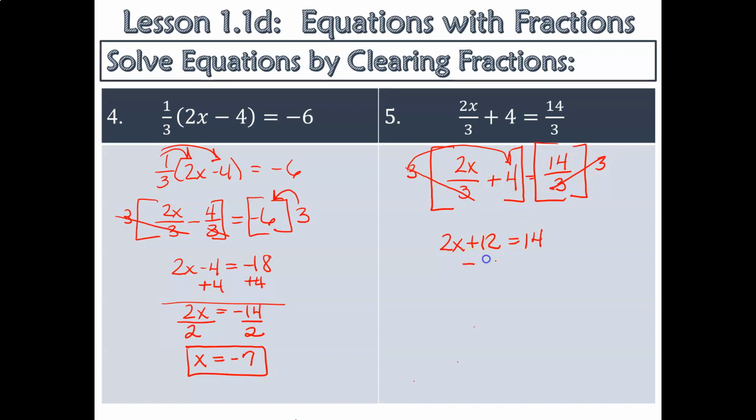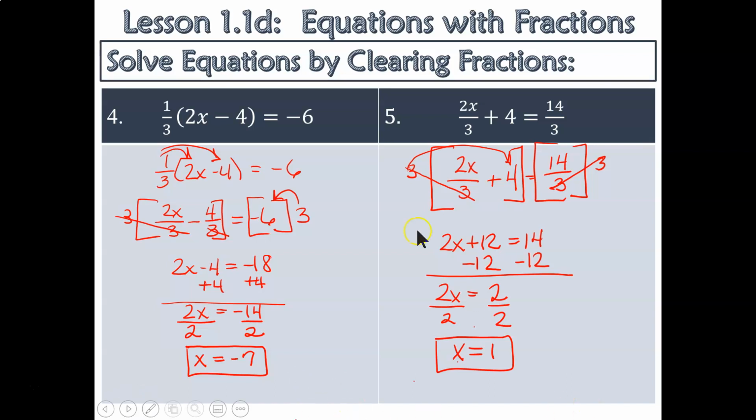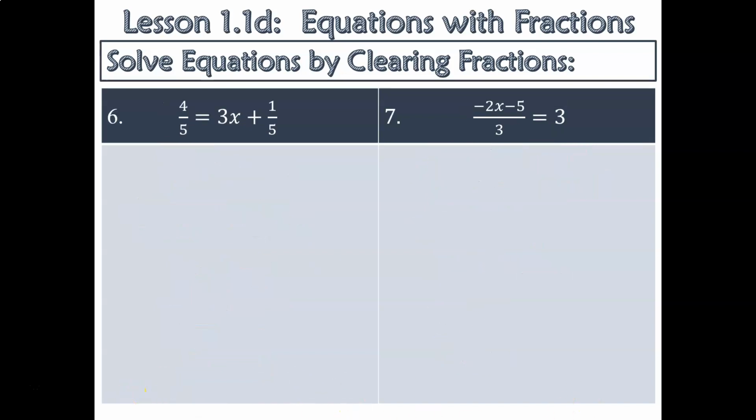So I'm going to subtract 12. I'm going to undo that addition with subtraction. Then I have 2x equals 2. I'm going to undo that multiplication with division. So I have x equals 1. Moving right along. So number 6. So we have denominators of 5, so we don't have to do anything to change those.